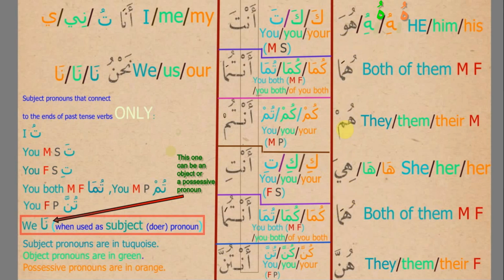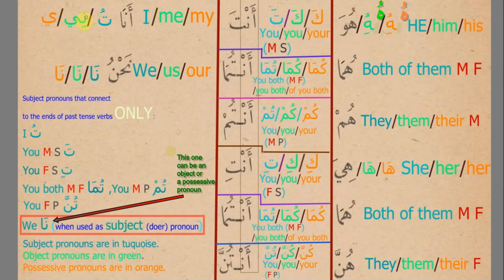For these, the third person pronouns that start with the ha, they connect as is to the end of the verb, and they become the object of that verb. The only ones that change shape are the ones that we just discussed, he and she. Now for the pronunciation of the second person object pronouns: ka, kuma, kum, ki, kuma, kunna. For the first person object pronoun, me, use ni.